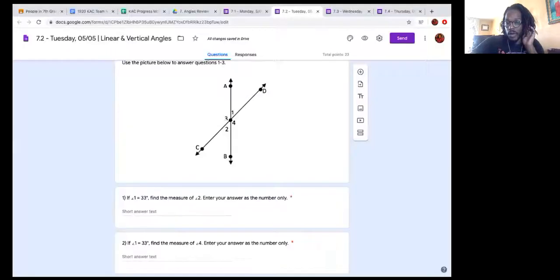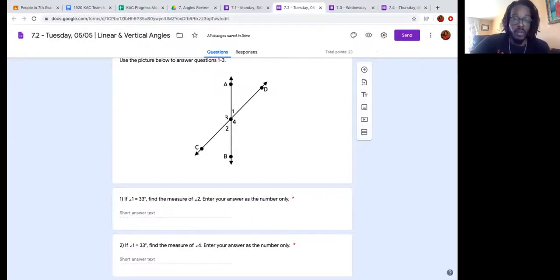Oh boy, I didn't share any of that screen, so I'm going to go back and just say that one more time. Angle 1 and angle 3 are linear pairs. They both sit on this line CD. And also angle 3 is a vertical angle with angle 4. So once we found the measure of angle 4 in question 2, we could just say that that is going to be the measure for angle 3 because they're vertical angles and they're congruent.